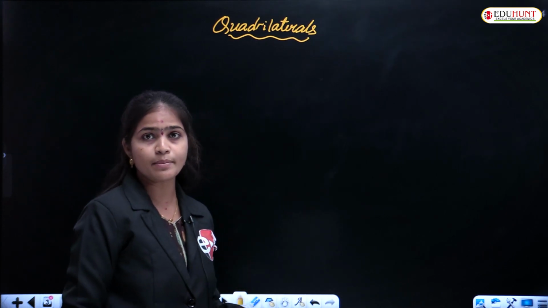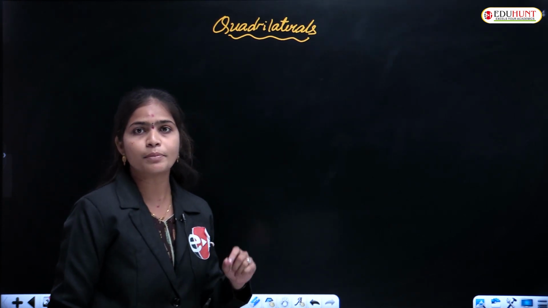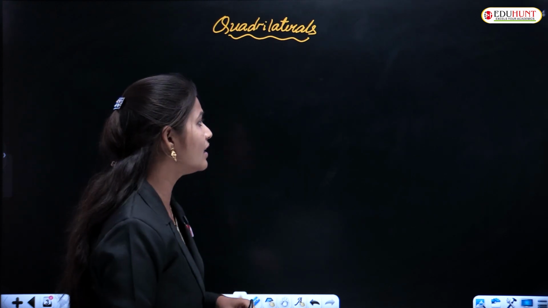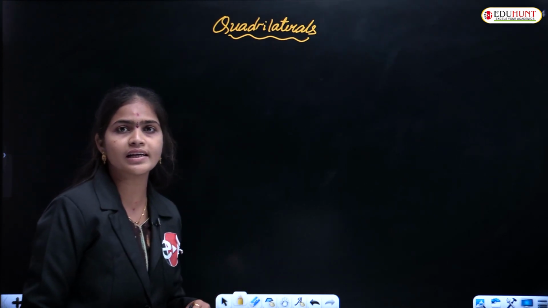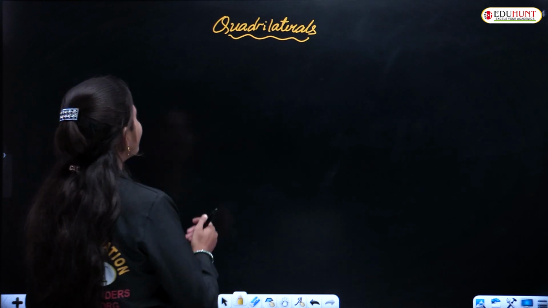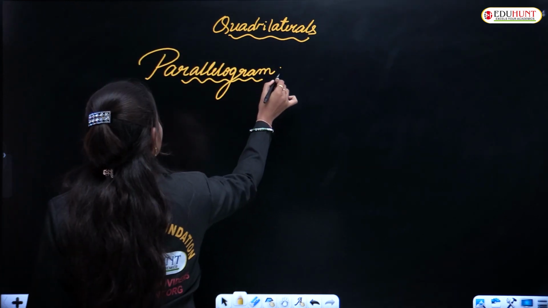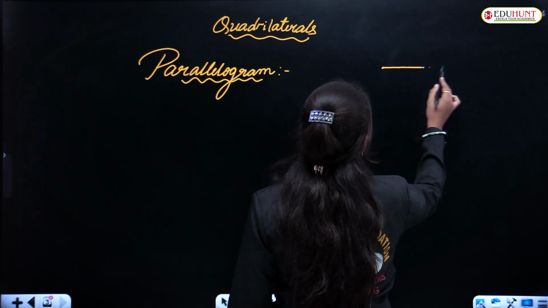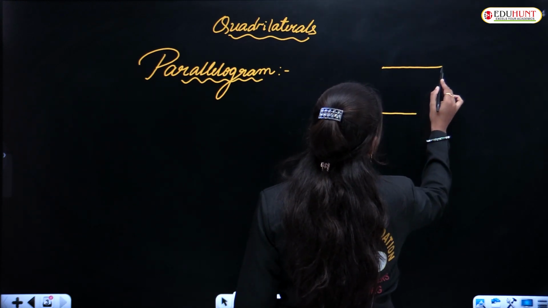So hi children, in the previous video we discussed the trapezium and its properties. Now in this video we are going to discuss the next type of quadrilateral, the one in which two pairs of opposite sides are parallel. So what is that quadrilateral here? Yes, that is nothing but a parallelogram. Okay, so what is the shape of a parallelogram?